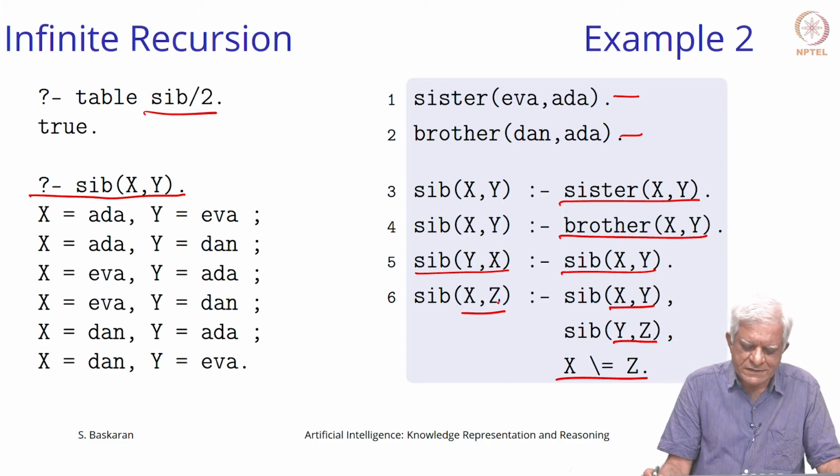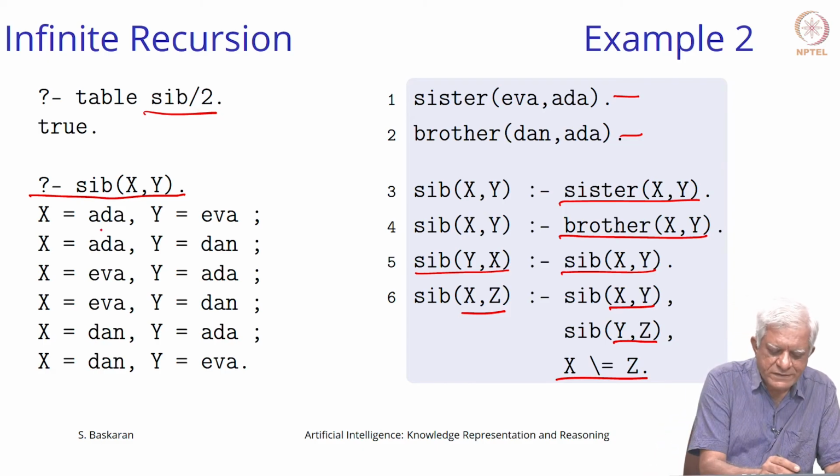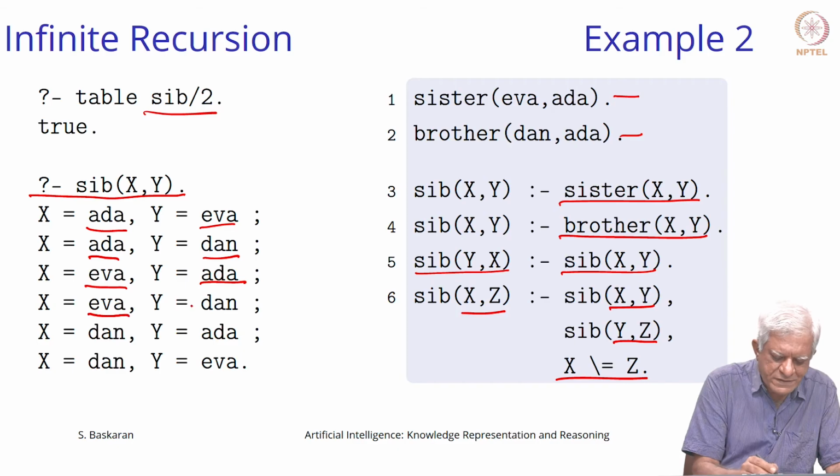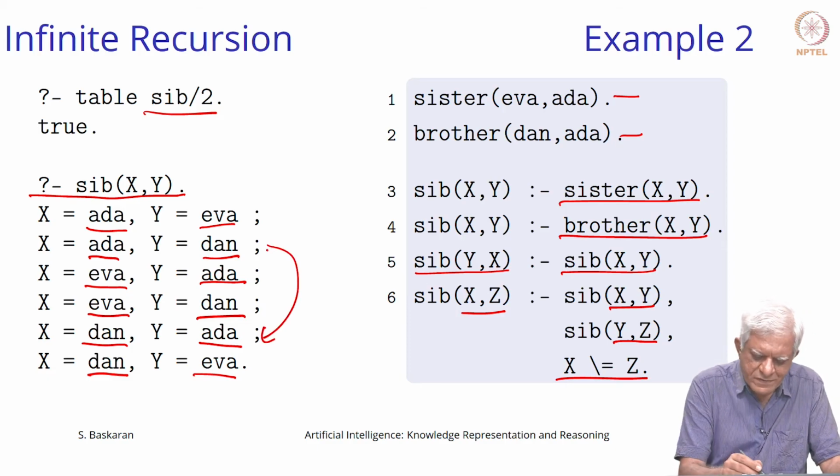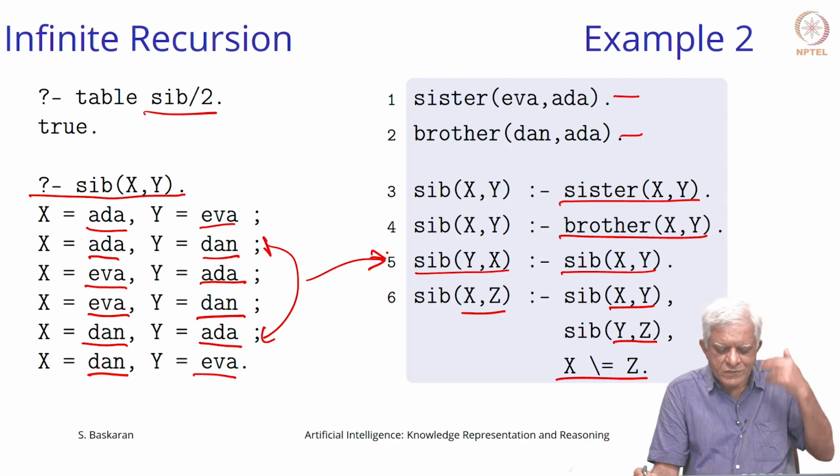So, ideally the answers that you would expect is that yes, Ada is a sibling of Eva, Ada is a sibling of Dan, that is given to us in the database itself, but also that Eva is a sibling of Ada and Eva is a sibling of Dan, and that Dan is a sibling of Ada and Dan is a sibling of Eva. So, you can see that this is the same, but because of this call we have generated two separate answers.